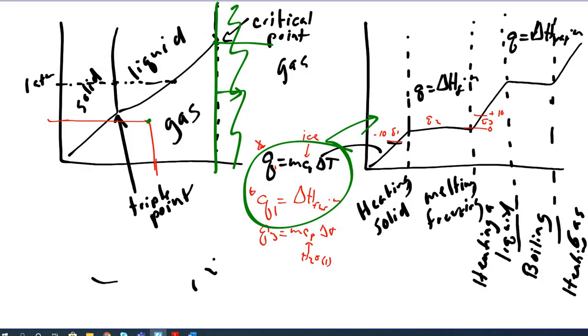Just remember, on the flat, all you have to do is times the heat of fusion times the mass, or the heat of vaporization times the mass. And anytime there's an angle, that means I'm heating one of the phases, solid, liquid, or gas. And solid's always closest to the y-axis. And you should be able to read a temperature off. This would be the temperature of melting. This would be the temperature of boiling.